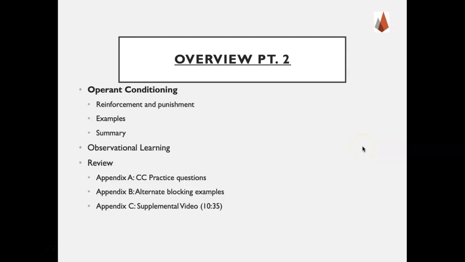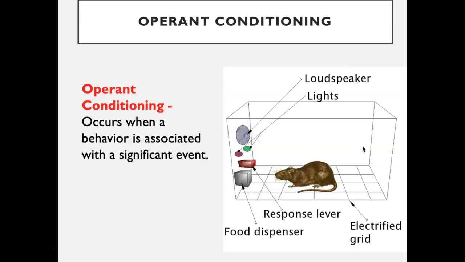But operant conditioning, we're going to get into operant conditioning, and this is just learning through our consequences. So operant conditioning occurs when a behavior is, I don't want to say associated. We're going to change that. Ignore this right now. Okay? So operant conditioning occurs when a behavior is succeeded with a significant event.